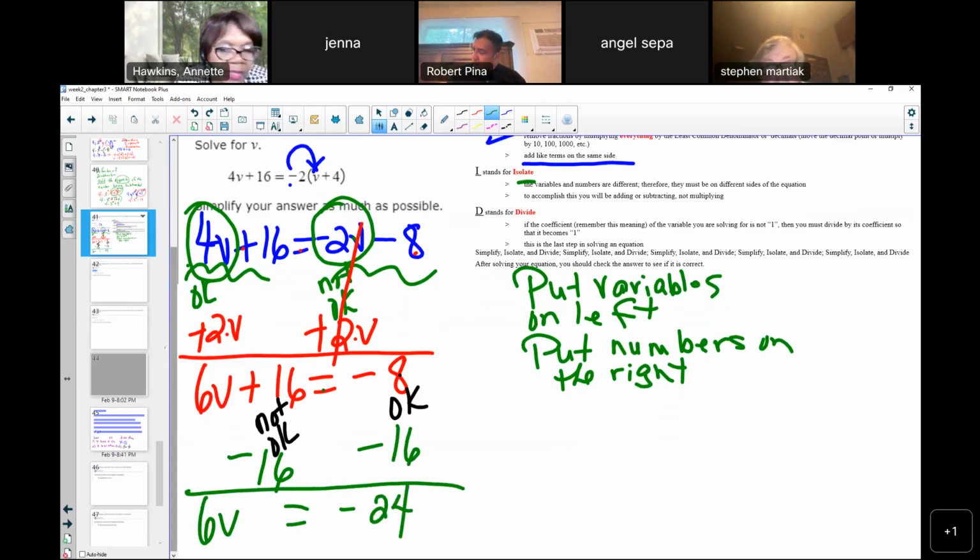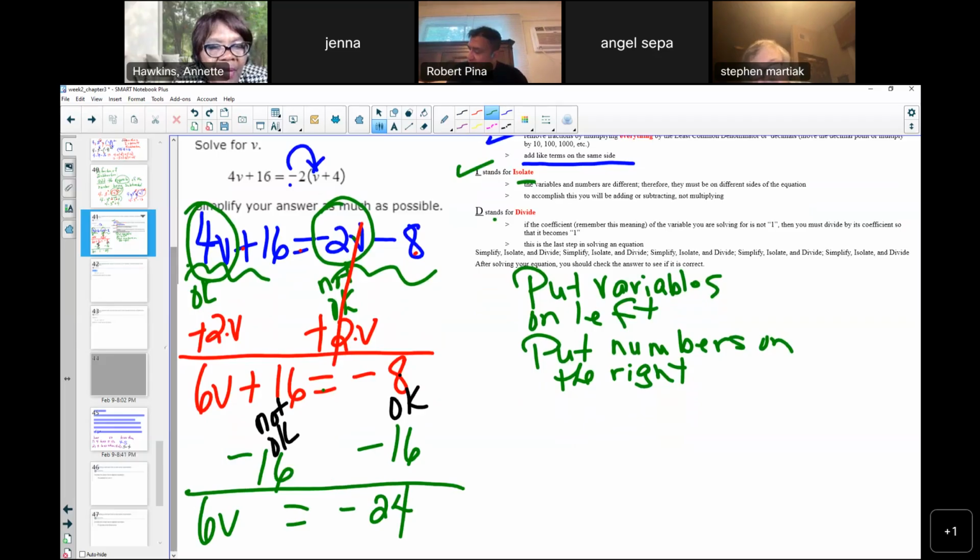-24. So as you see, the variables are on one side and the numbers are on the other side. Now, I'm not finished because I want to know what 1v is equal to. This tells me that 6v is equal to that. So the final step is to divide.